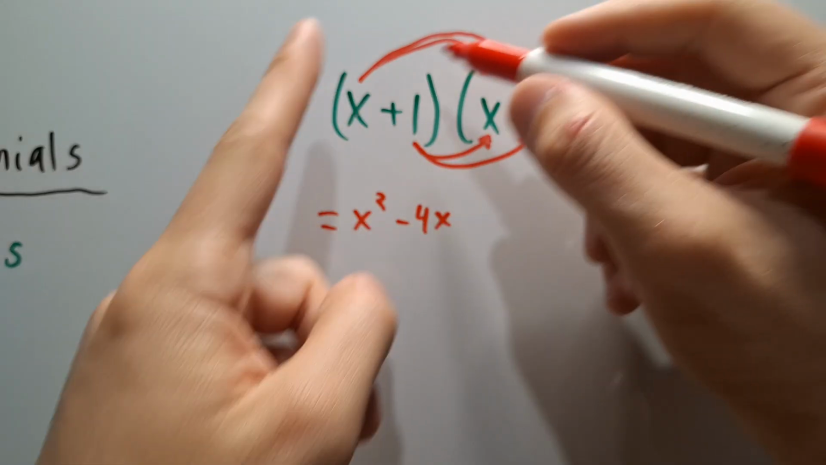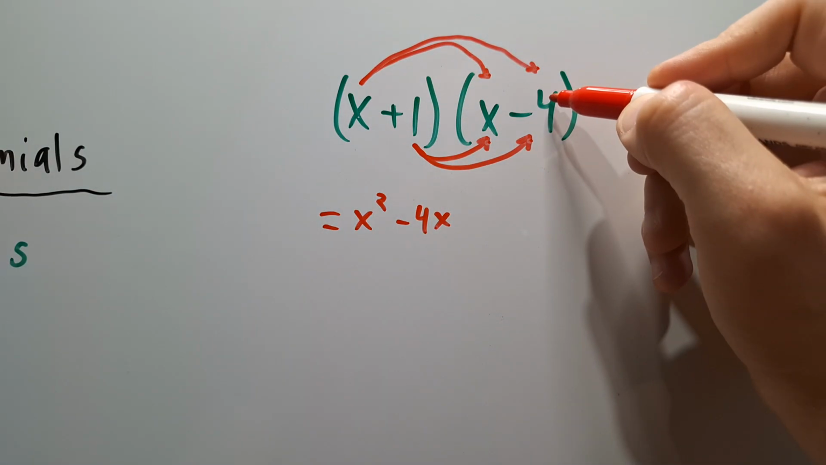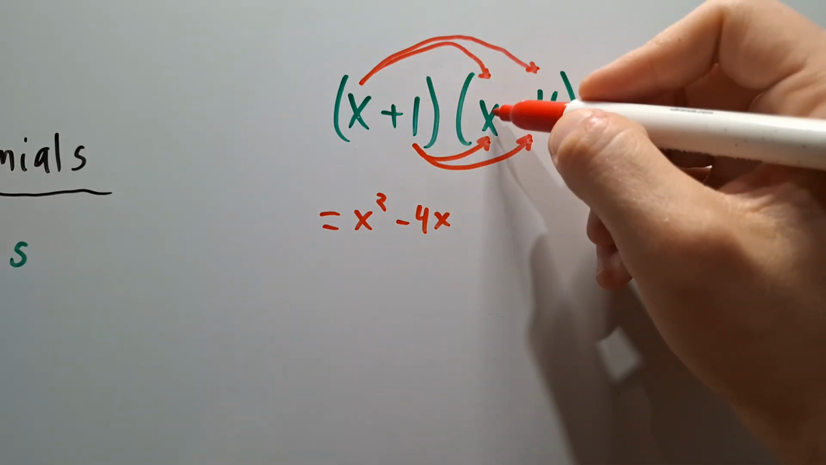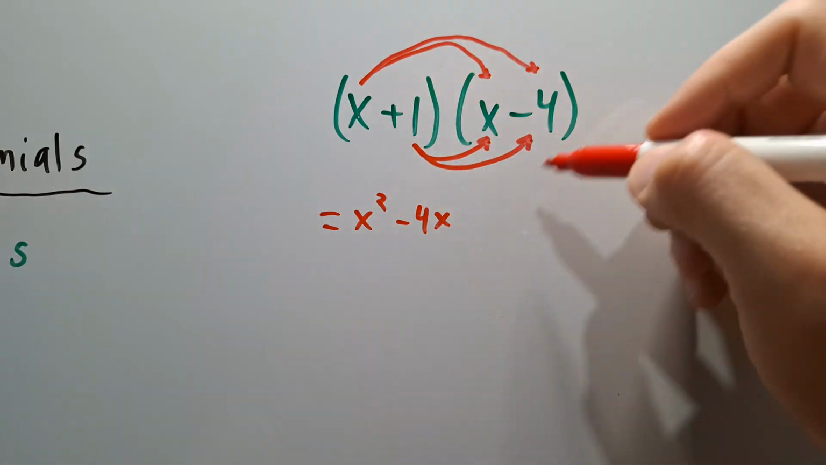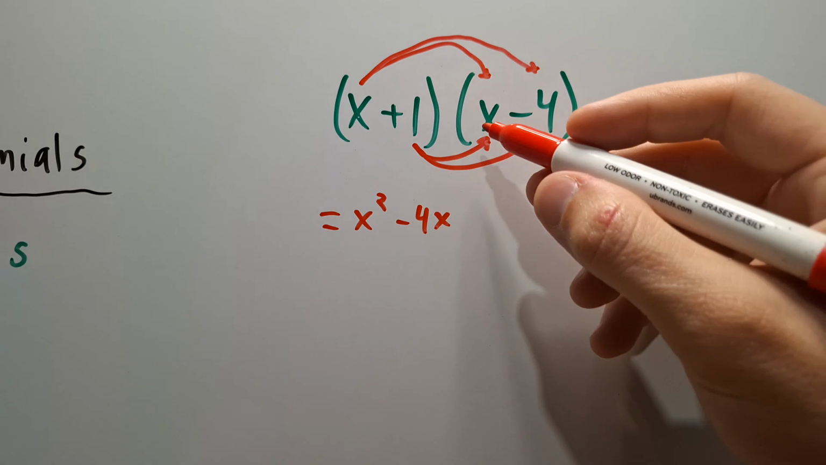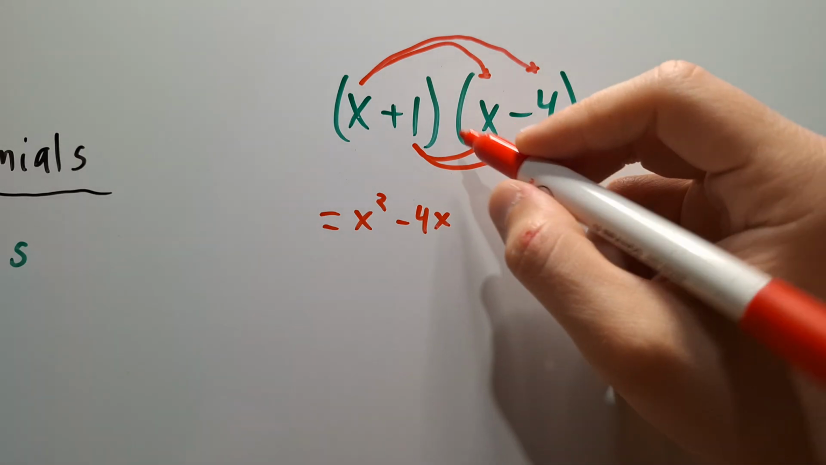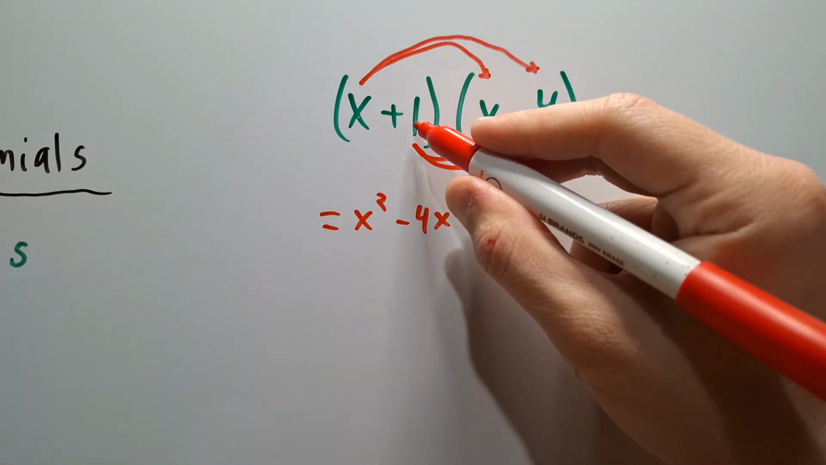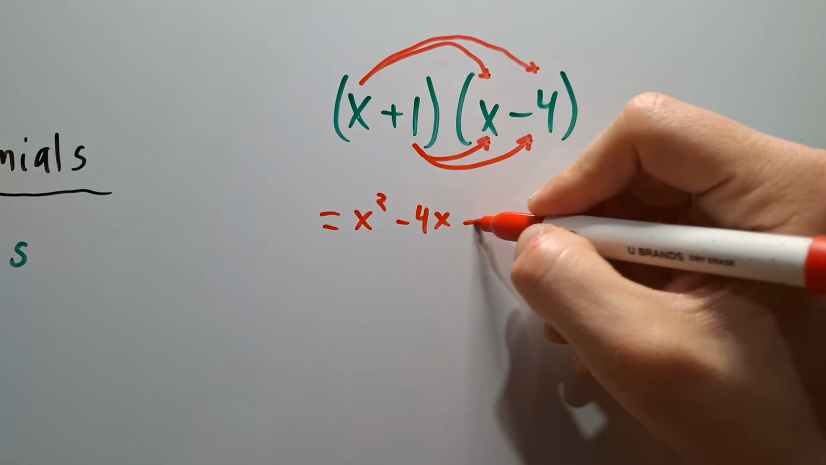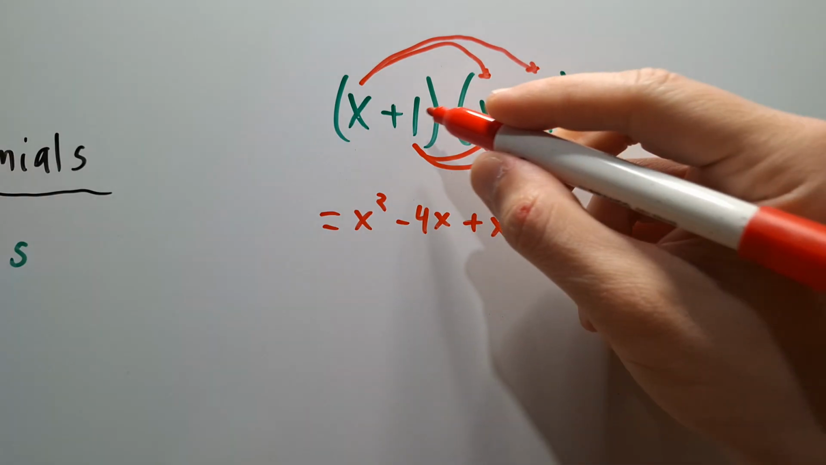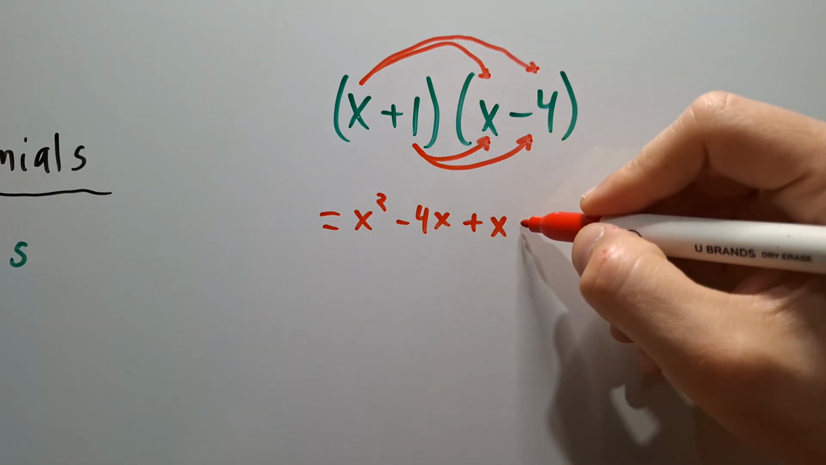We could do it the other way around, such as multiplying the 4 to every term here and then the x to every term there and combining. We'll get the same answer. Multiplication is both commutative and associative. So 1 times x, this is positive, and then 1 times -4.